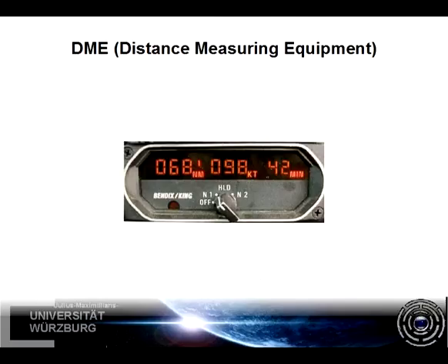The display shows the range to the station in nautical miles, the relative speed to the station, and, based on the data, the projected time to the station, as long as the airplane approaches the station, of course.